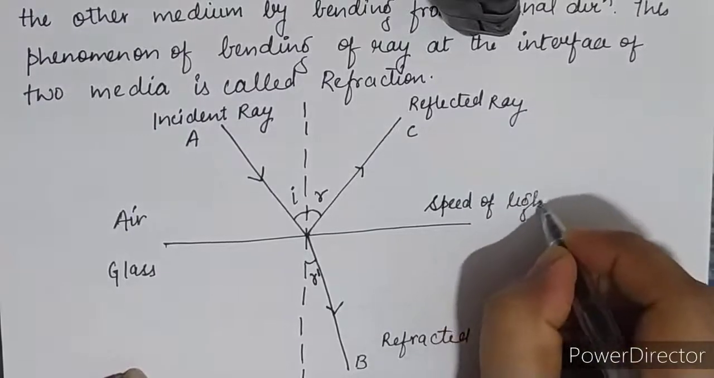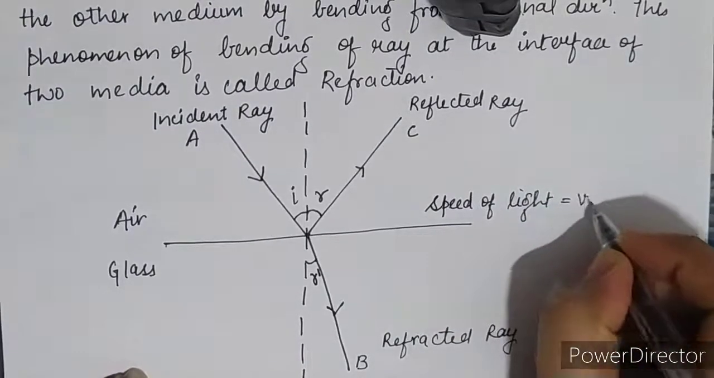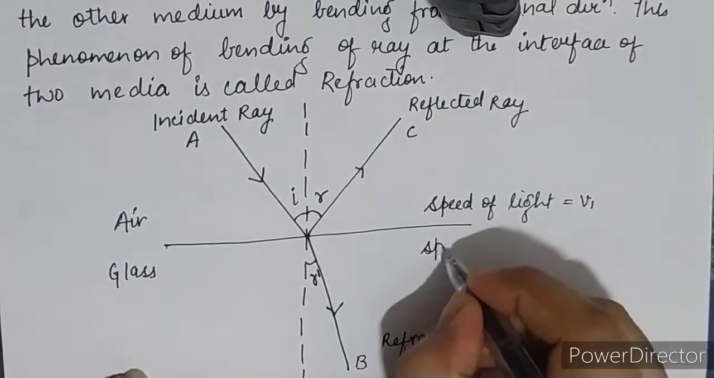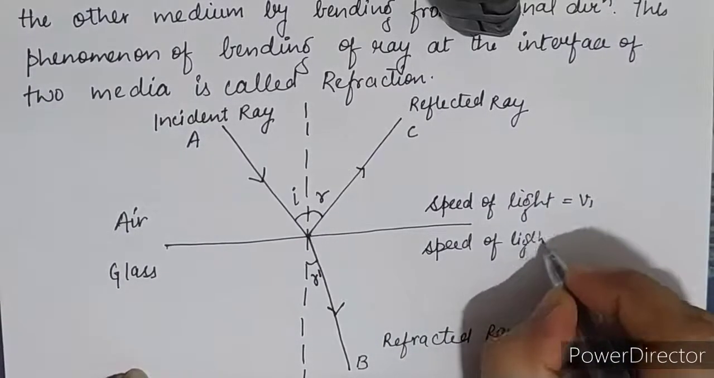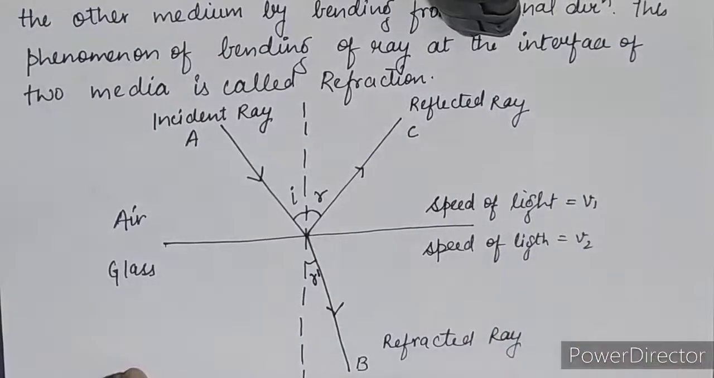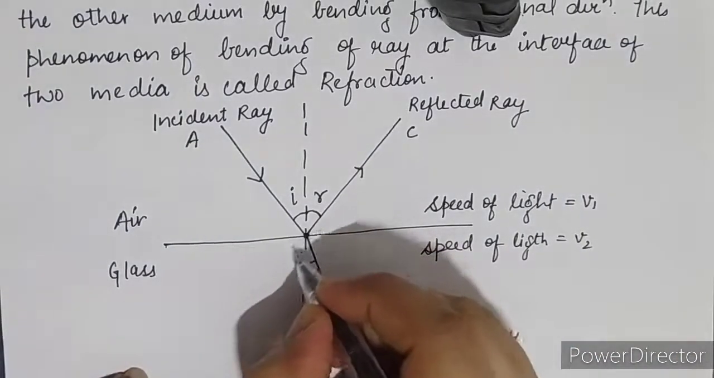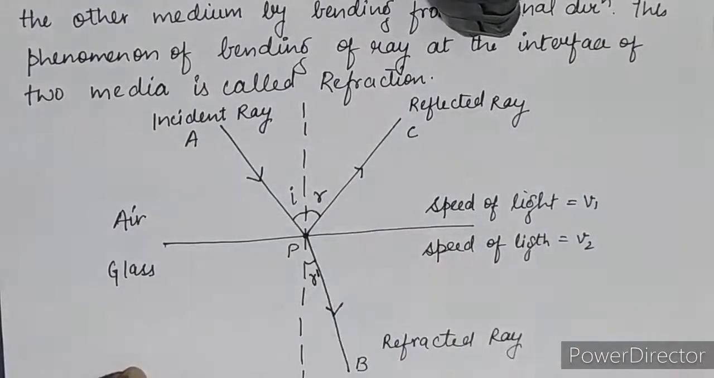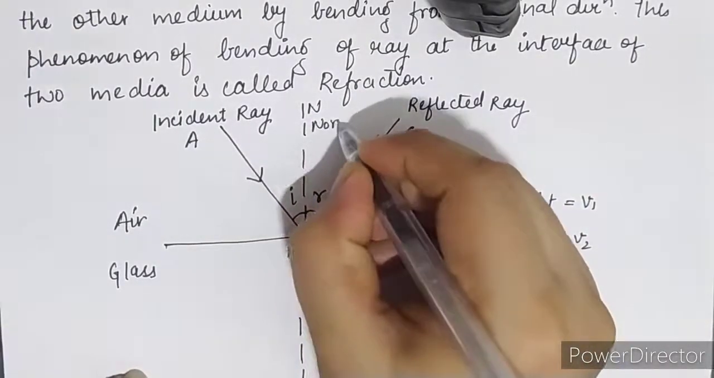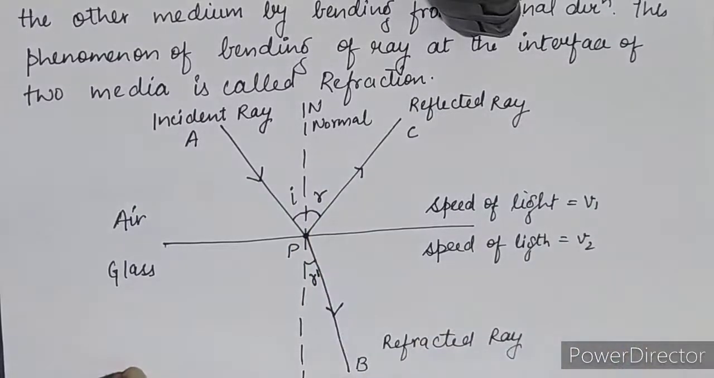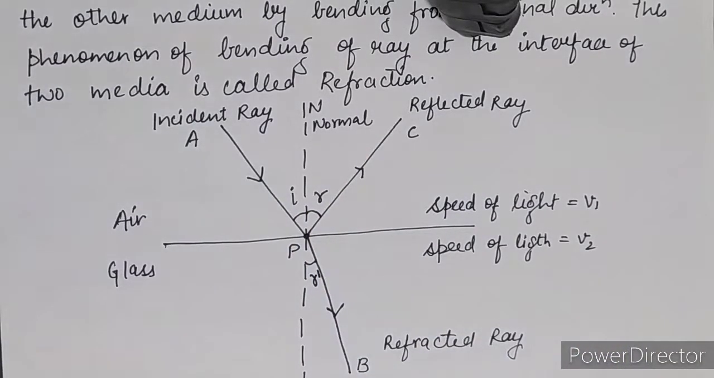Now suppose the light has been traveling in the air with the speed of light v1, and here in another medium, in the glass, it has been traveling with the speed of light v2. Clear? This is the point of incidence P, and here it is a normal N. Normal. Clear beta?